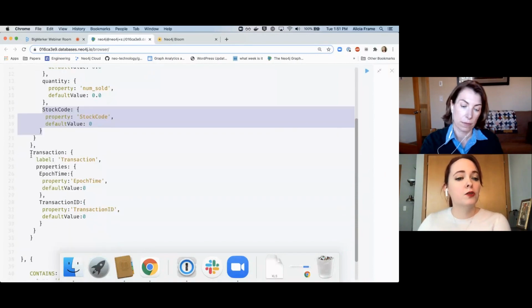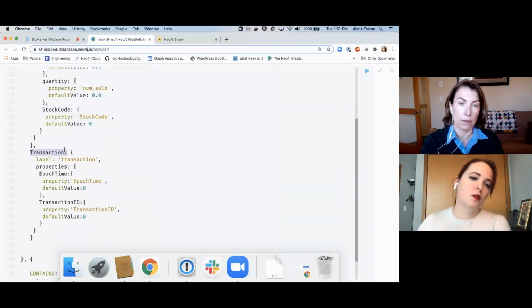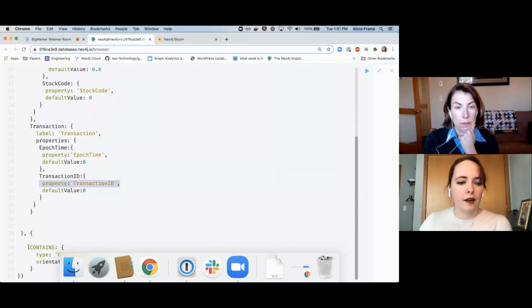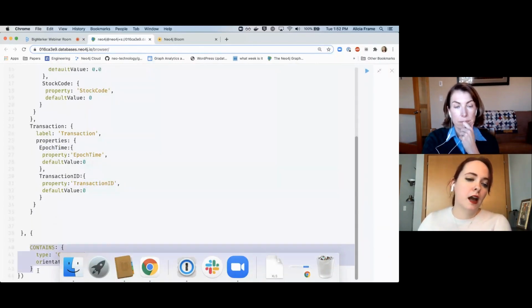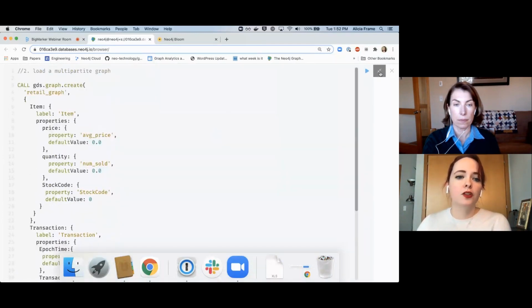And then I want to load the transaction nodes. So remember, items are a part of transactions. So I'm going to load in my transactions, and then I'm going to load in the time stamp of the transaction and the transaction ID. And then the last thing I have to run is basically relationships. So I want transactions contain items. I'm going to load that into memory as well. And I'm going to project my subgraph just for this.